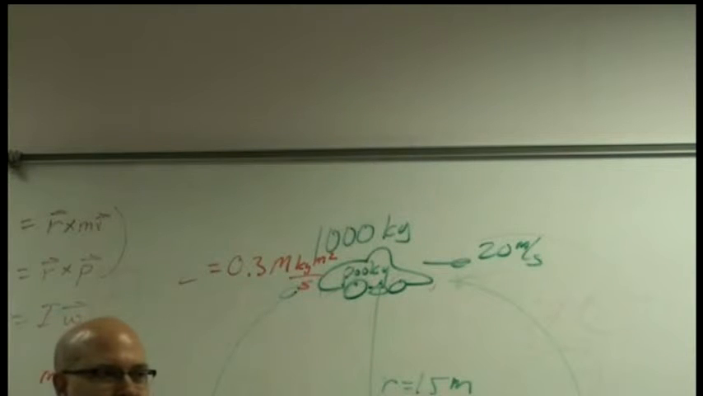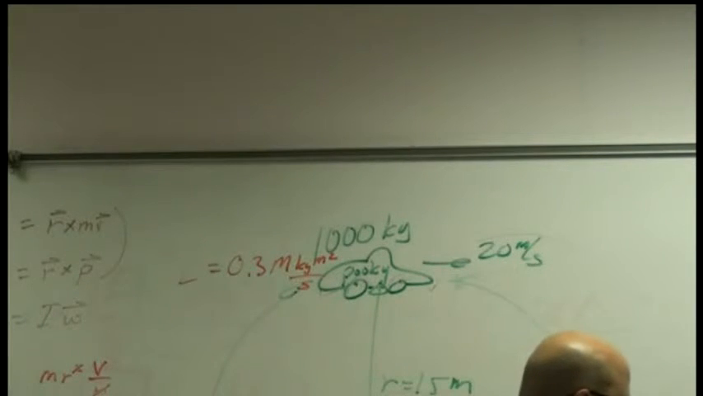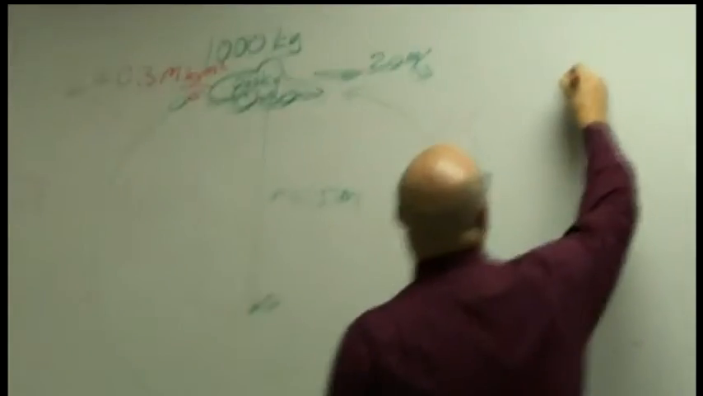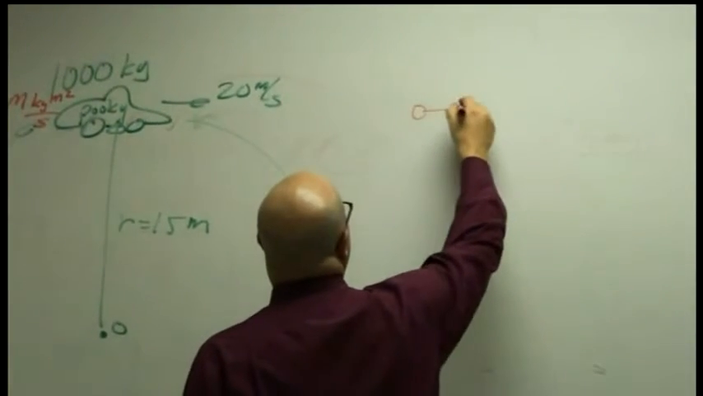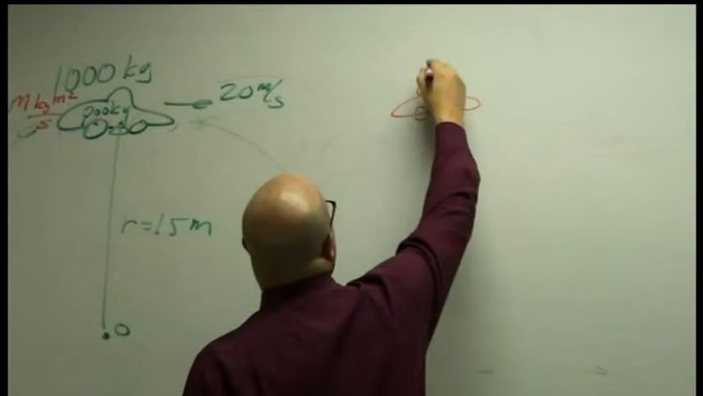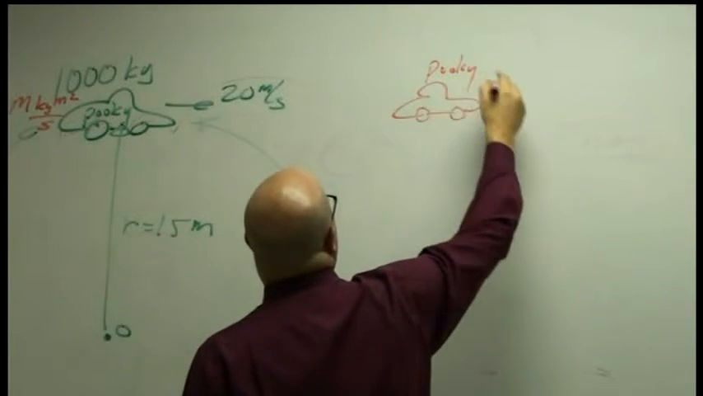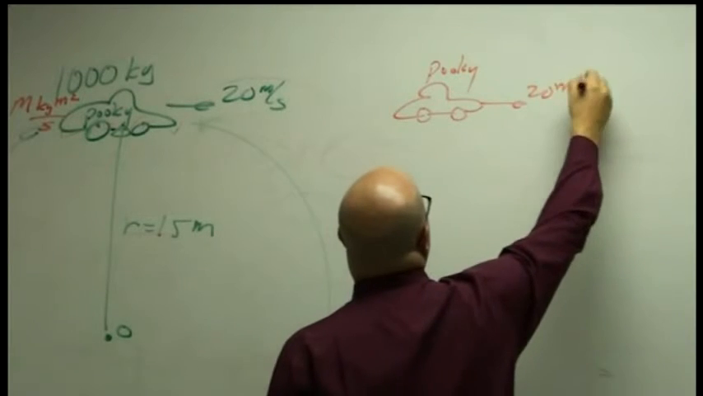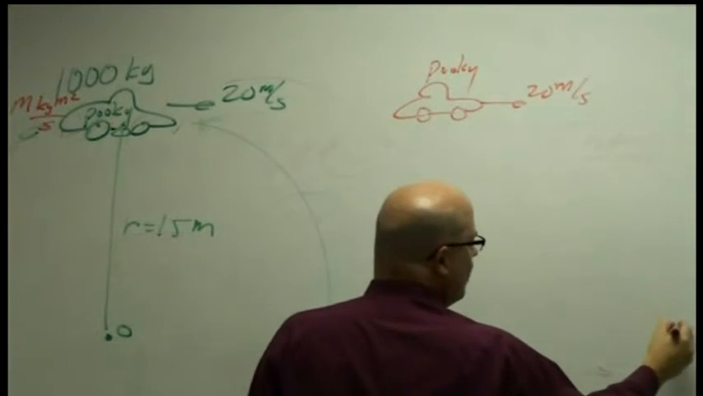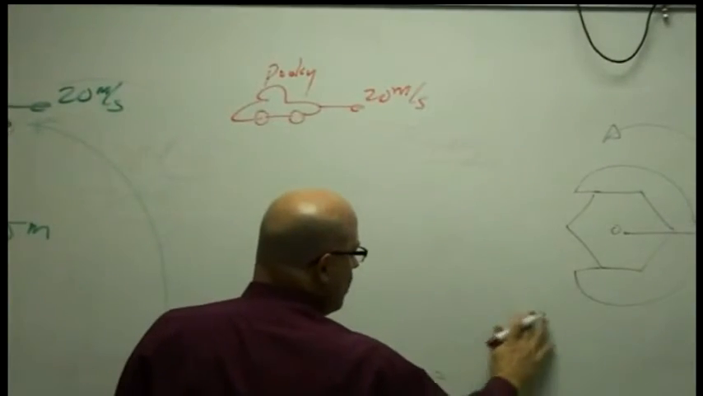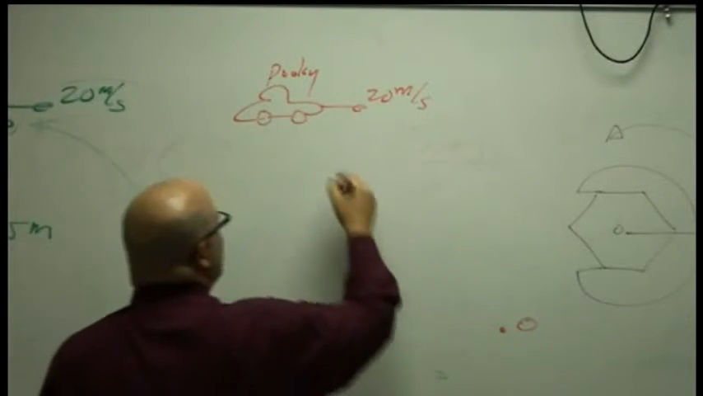Now we're going to redo this. Let's say that instead, here's Pookie, still going 20 meters per second, but now Pookie's on a straight road. Point O is over here, okay?